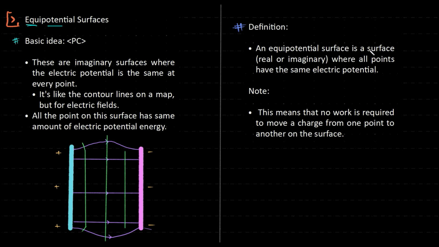An equipotential surface is a surface, real or imaginary, where all points have the same electrical potential. This means that no work is required to move a charge from one point to another on the surface. This is another way of communicating. Right, because they are equipotential, the amount of work that we need to do on the charge to move along the surface will be 0.